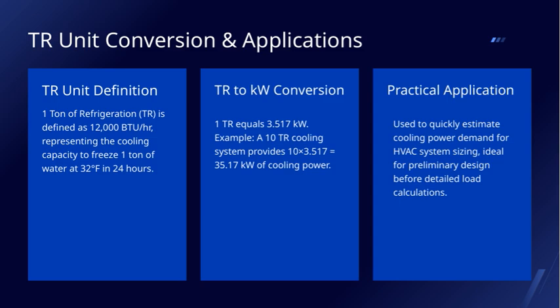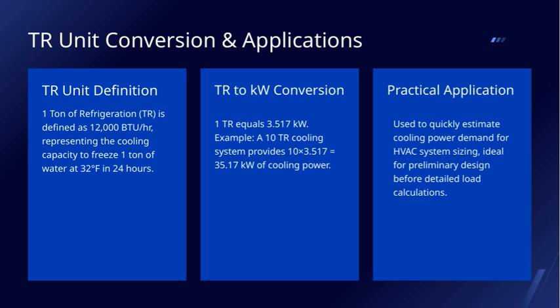To put that into perspective, if you have a 10 TR cooling system, it would provide approximately 35.17 kilowatts of cooling capacity. This conversion makes it easier to relate the refrigeration capacity to electrical power, which is often what we're working with in system design.